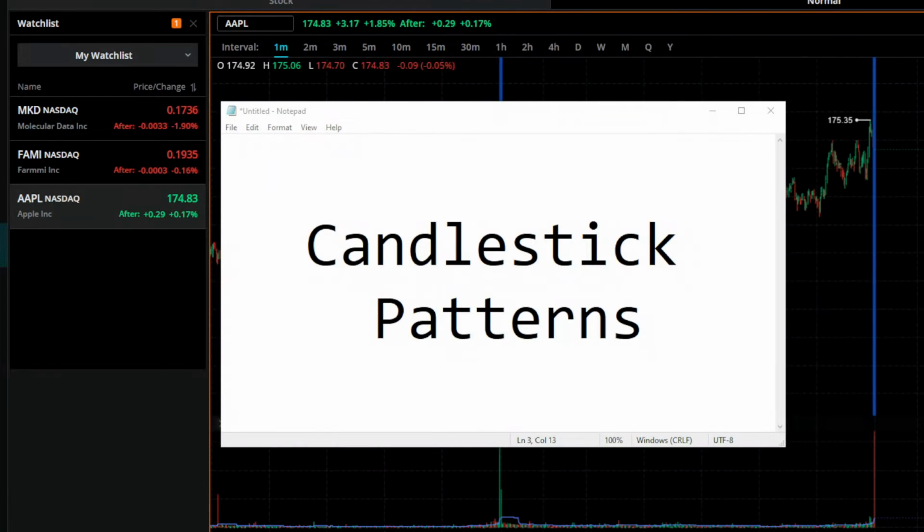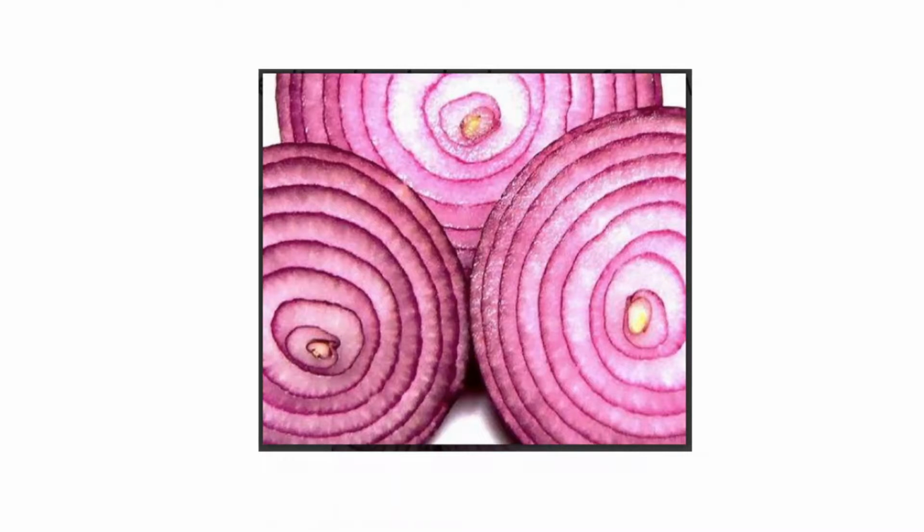Candlestick patterns. I'm going to remind you that we have been approaching this beginner day trading in the form of an onion. Why?